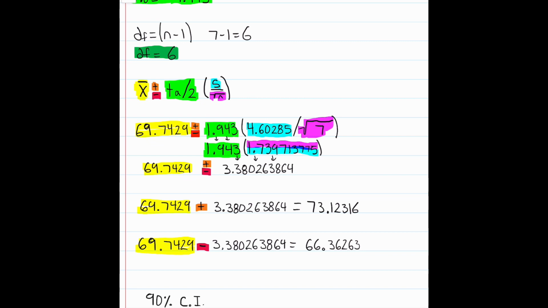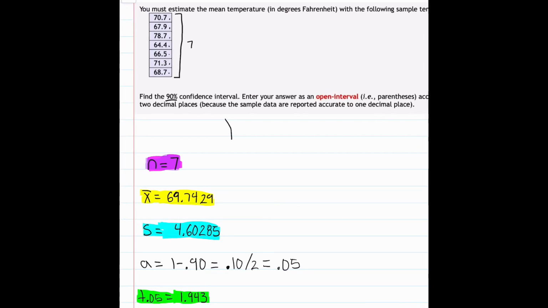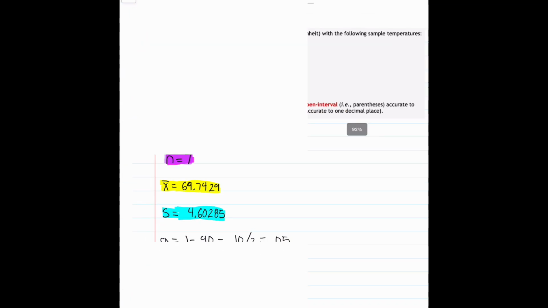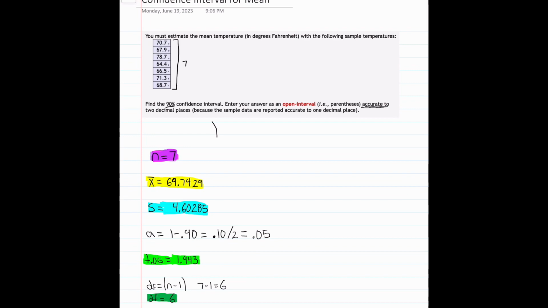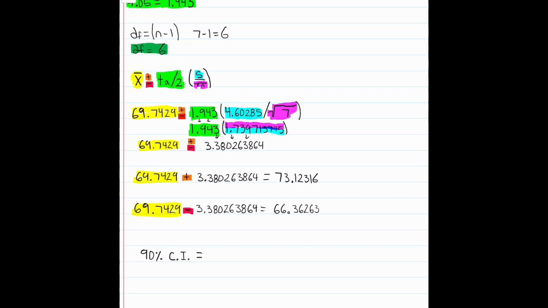Our confidence interval was a 90% confidence interval. You can see that up at the top. It accidentally highlighted the wrong thing there. Just give me 1 second. And we're going to do it to 2 decimal places. So the interval is going to be 66.36 to 73.12.